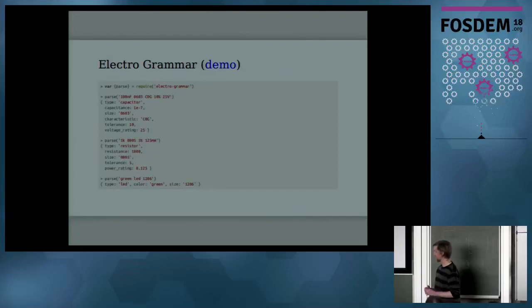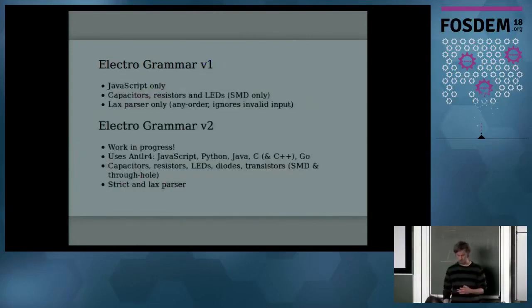So that means it gives you a very quick way of defining components. Right now, this first version is JavaScript only, and it does capacitors, resistors, and LEDs, the surface mount versions. It's a lax parser, so you can put things in any order. It understands what you mean, and it ignores invalid input. So it's useful for search applications, really, where you might say capacitor, for my PCB design, 1 microfarad, and it will understand capacitor 1 microfarad and take that and ignore the rest.